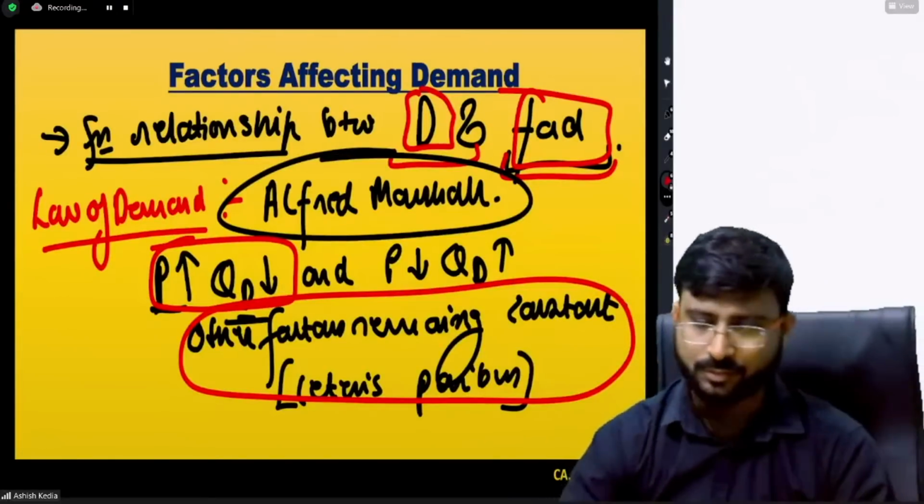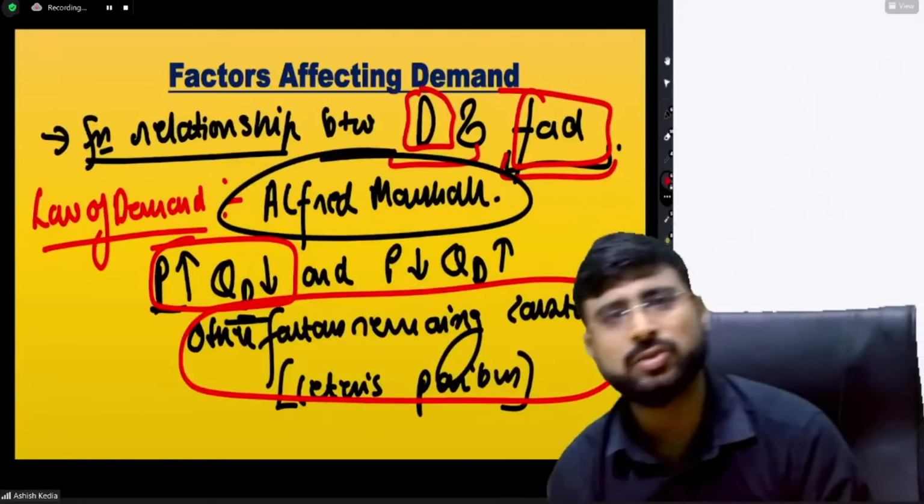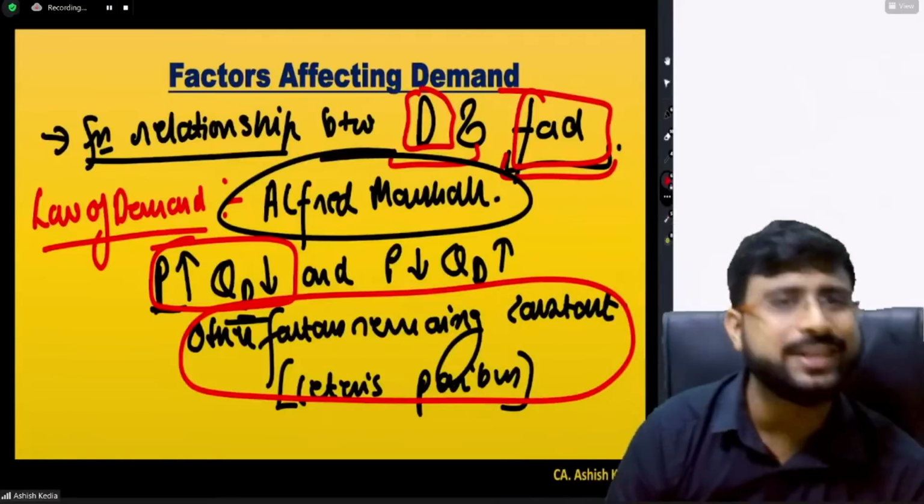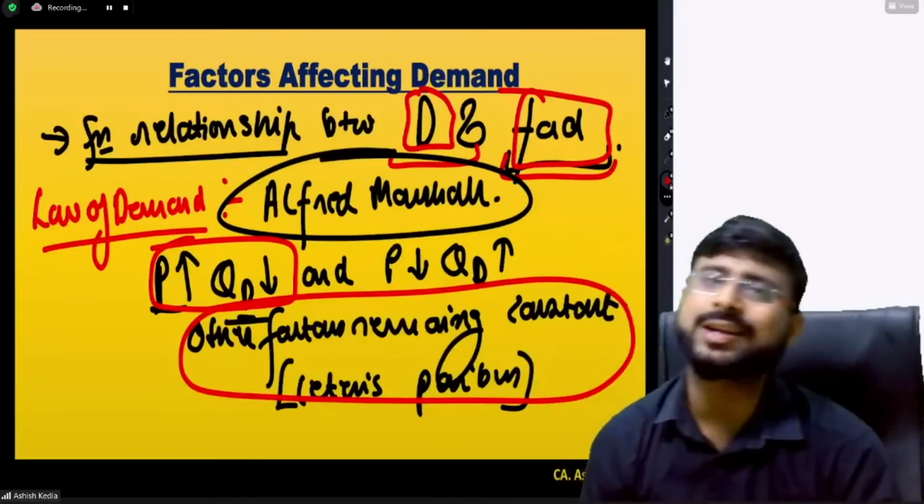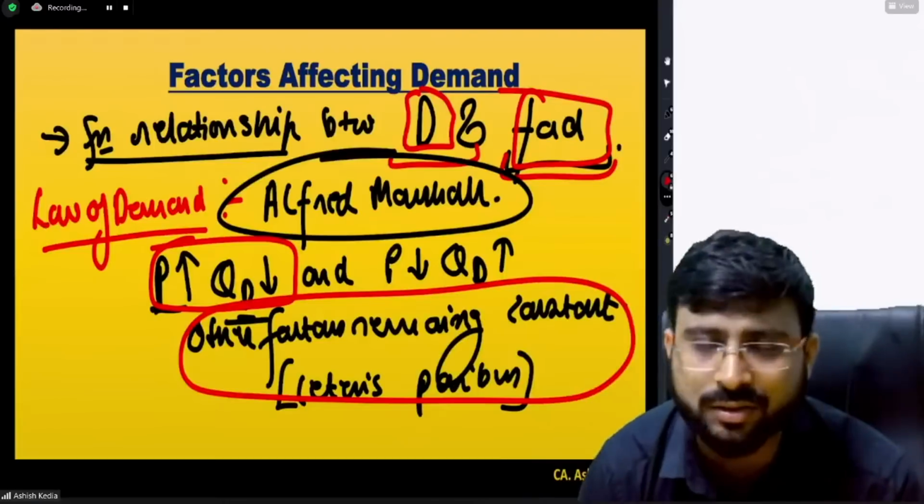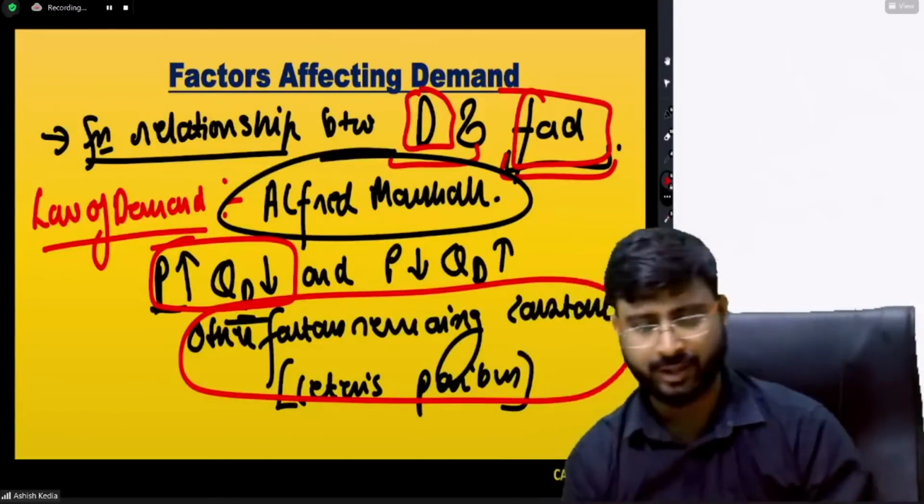Great. This is law of demand, everybody. When price of a commodity rises, quantity demanded falls. And when price of a commodity falls, quantity demanded rises. Other factors remaining constant. All right, great.